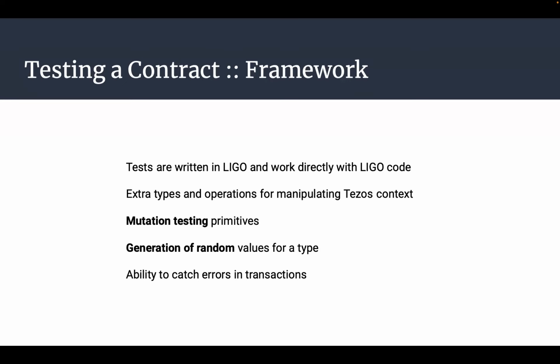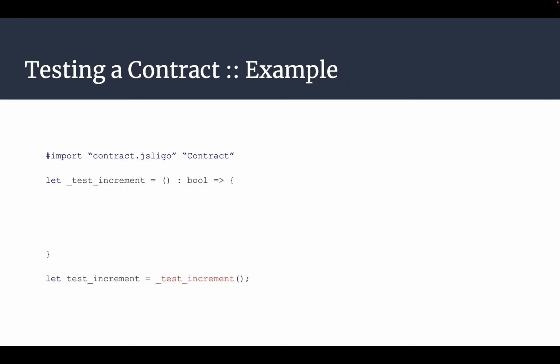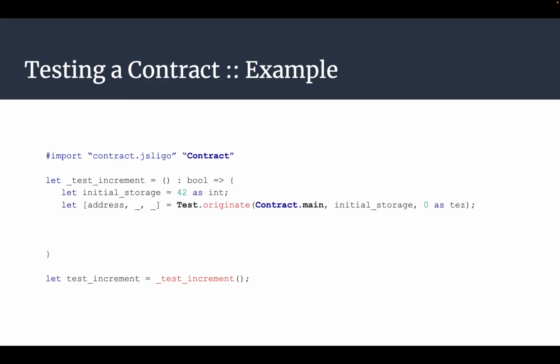But this should be done only when you do end-to-end tests. We're going to explain what end-to-end tests are. So you can write unit tests, but you can also write what we call end-to-end tests. What is an end-to-end test? An end-to-end test is the capability to first originate a contract.